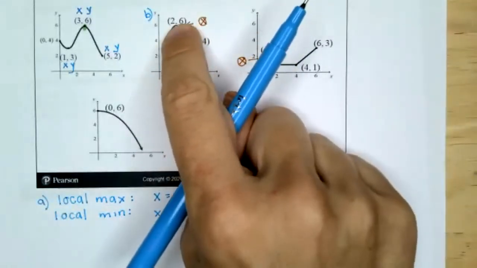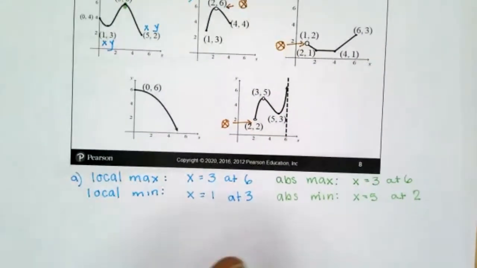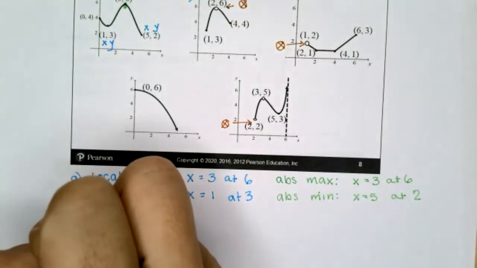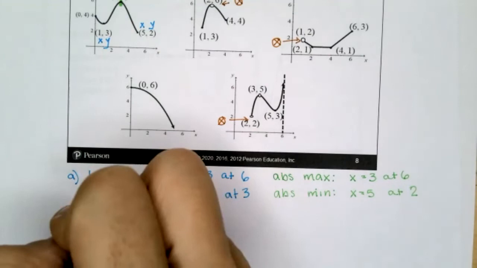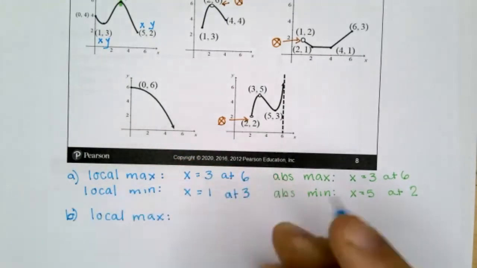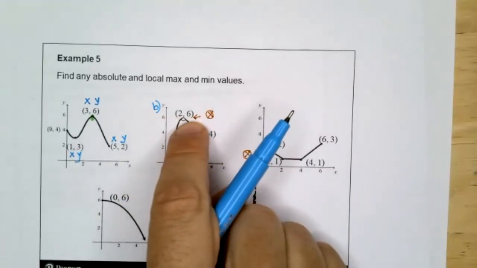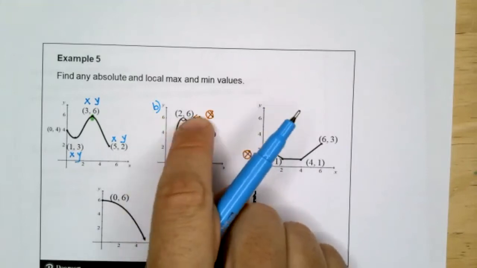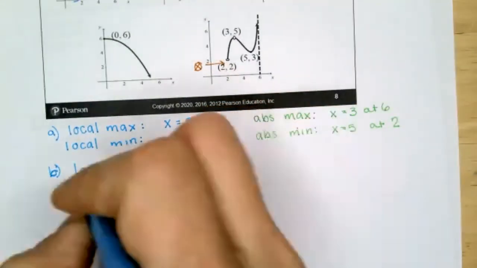We have this guy, but 2, 6 is excluded from our graph because it is not a filled in circle. It is an open circle. So we should look at it. We don't have a local maximum. We don't know what the point is that is included in the graph that's actually higher than any other point in the graph. So we say none.